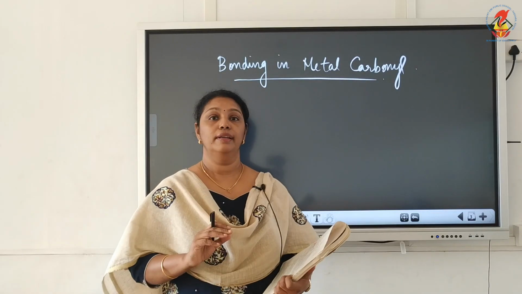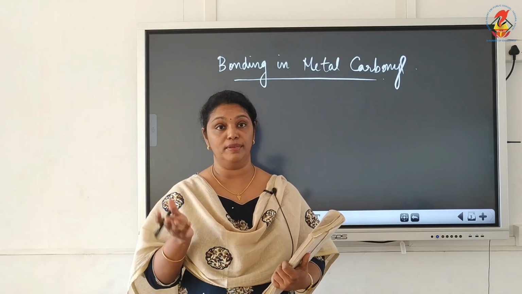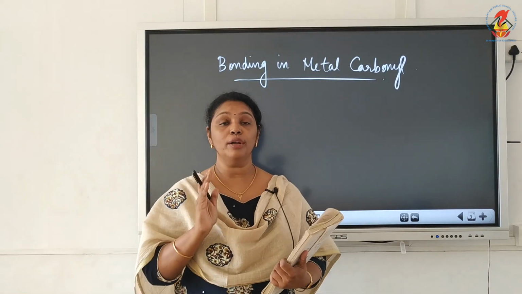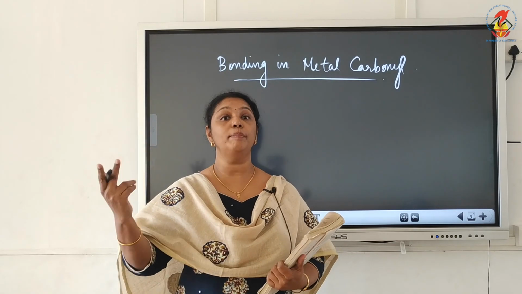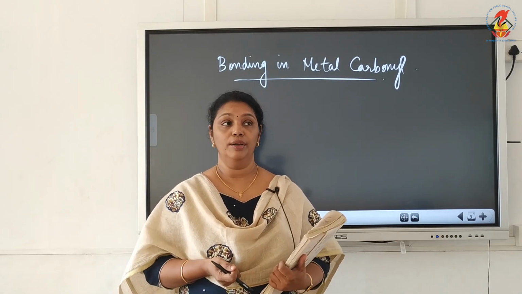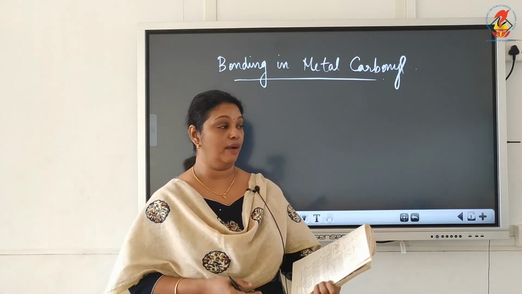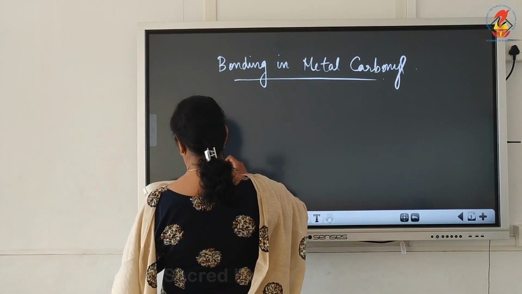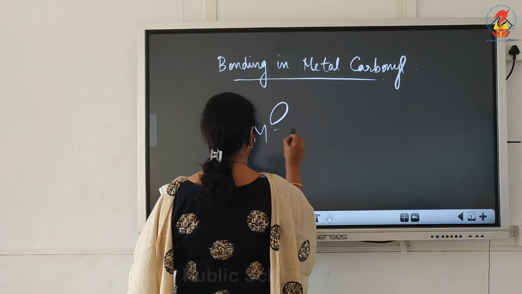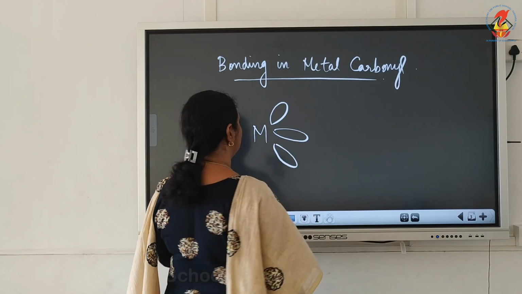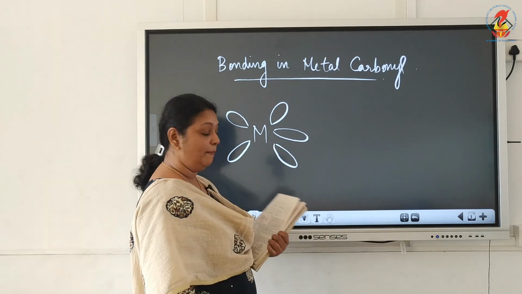Now, you can see the bonding in metal carbonyl. The bond will be formed between the d orbitals present on the metal atom and the carbon of the CO group. So when you are asked to show the bonding in metal carbonyls, we can show it like this. We have the metal and the orbitals of the metal. Which are the orbitals present in metals? The d orbitals, and you know there are 5 d orbitals present in a metal.